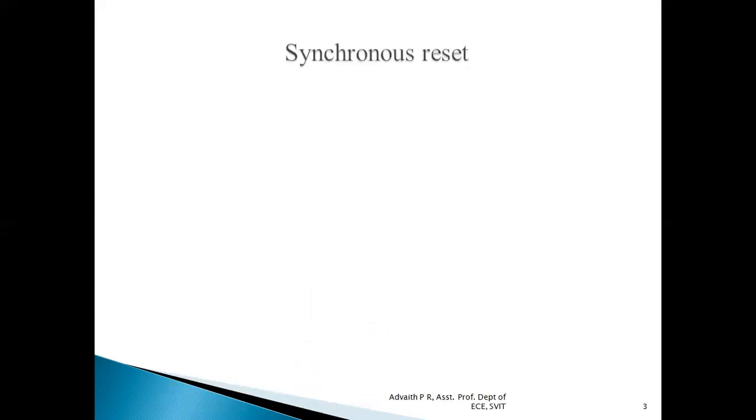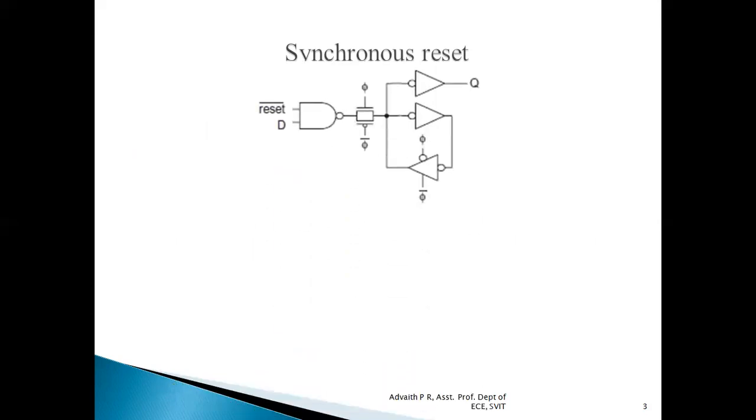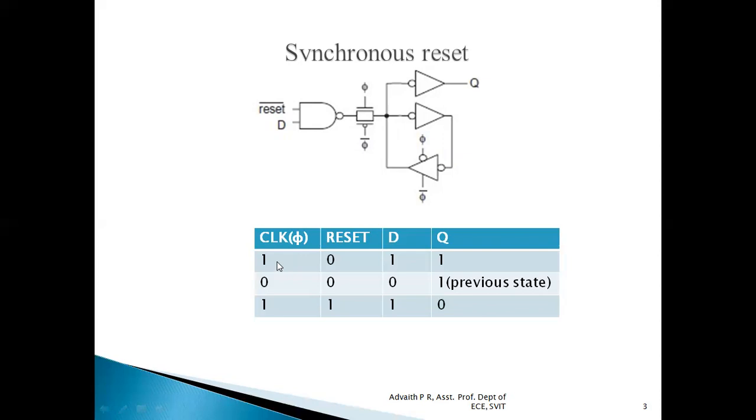So let us first discuss synchronous reset. Let us consider this particular circuit where an AND gate, a transmission gate, as well as a tri-state buffer are used in synchronous reset. We already know the truth table, or how exactly a D latch works. When clock is high and suppose reset is 0, whatever is the value of D, here we have considered as 1, that will be reflected as output Q, which is 1.